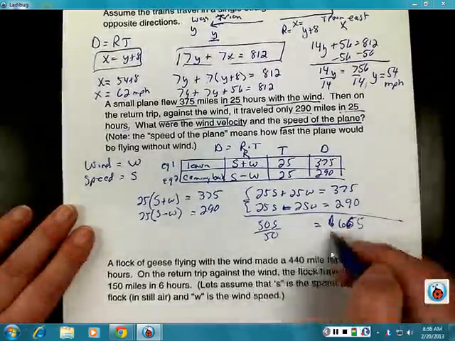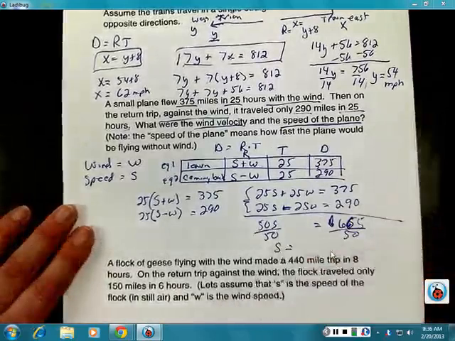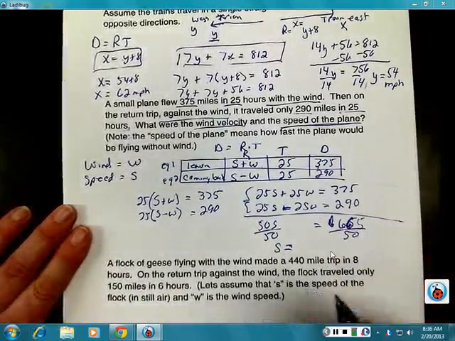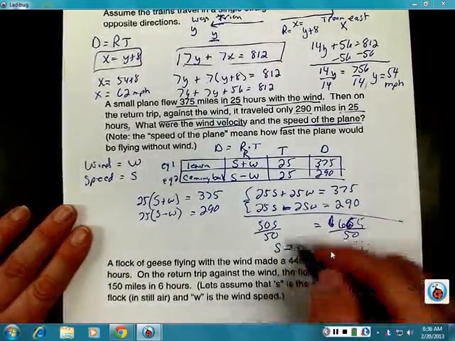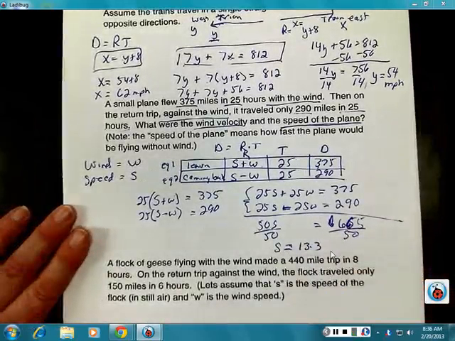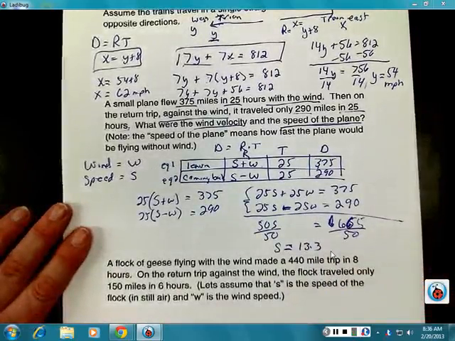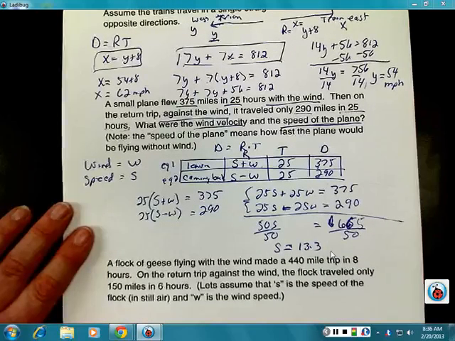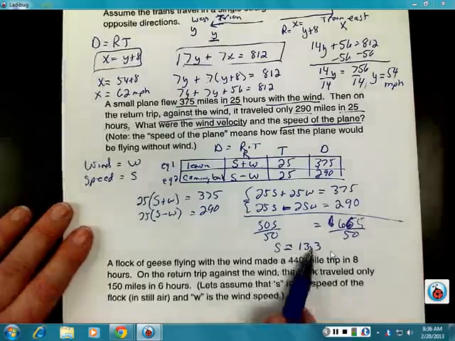Divide that by 50. And what is the speed of my airplane? How fast are we going? One more time. 13.3. That doesn't sound good. That's not very good. No. Real small plane. I wouldn't even want to be off the ground with that plane. I don't think you could. Okay. But that's an answer. How fast is the wind? Am I done? No, I gotta go back and find out what the wind's doing to this thing.